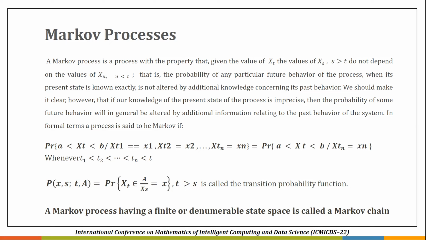And a Markov process is a stochastic process with an additional property. That means the process or the outcome at a time point t depends only on the last available value and not on the previous values. So the theoretical definition is the conditional probability of a less than X_t less than b given X_t1 equal to x1, X_t2 equal to x2, etc., X_tn equal to xn is equal to the probability that X_t lies between a and b given X_tn equal to xn. So that probabilistically depends only on the last available value. And this property is also called the lack of memory property. And when the possible values of X_t are finite or denumerable, the Markov process is also called a Markov chain.